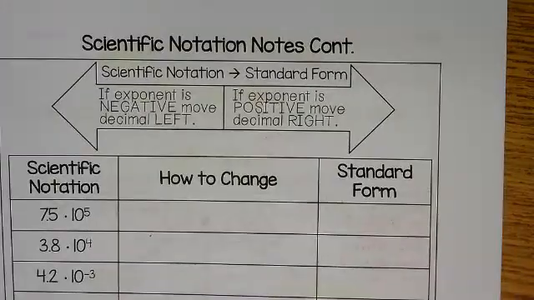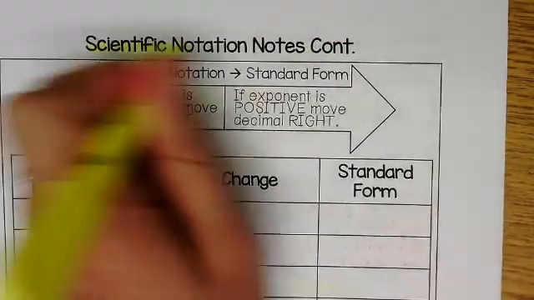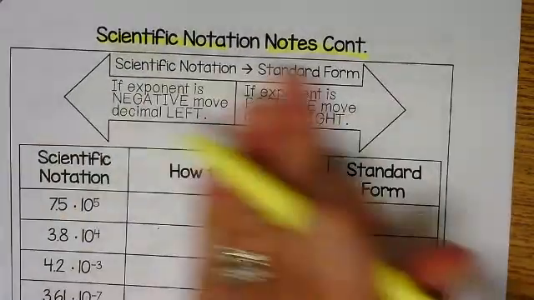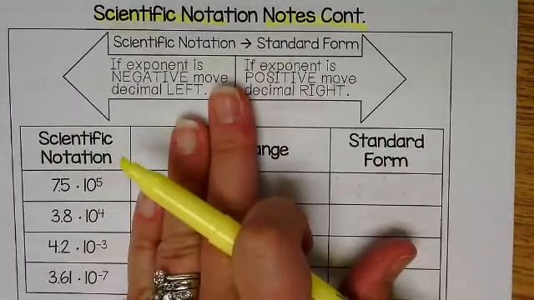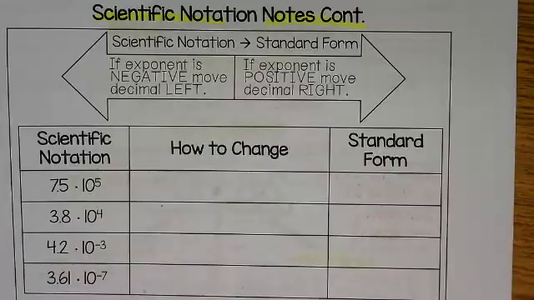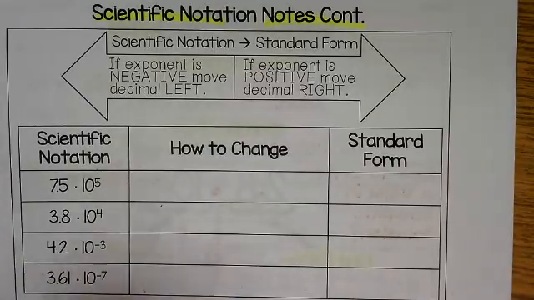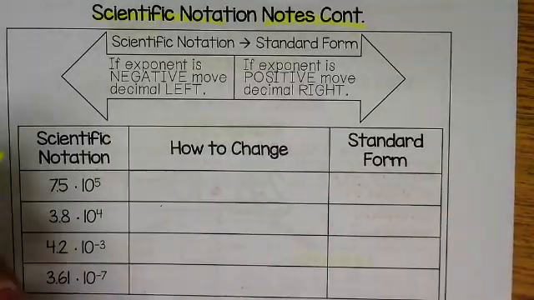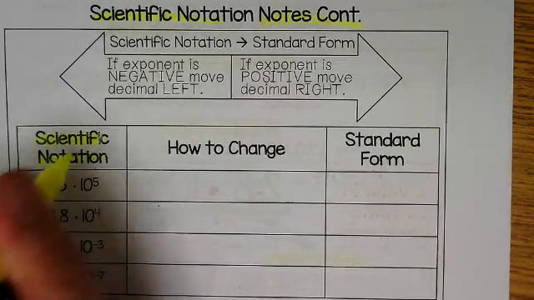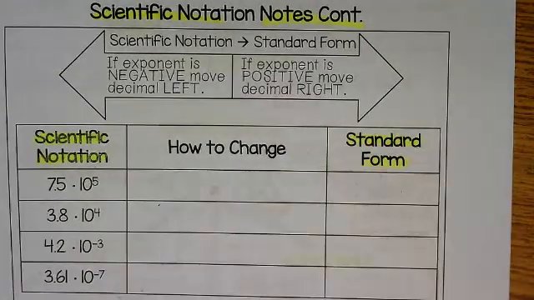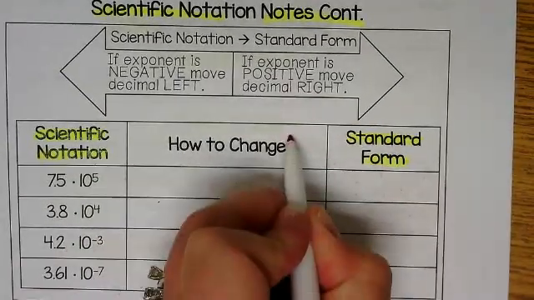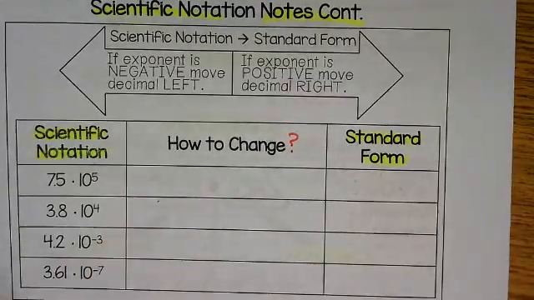All right, so again, we are continuing on with scientific. And these arrows will make more sense when I give you the examples. That's how I feel anyways. Some of you might actually get more out of it. All right, so this time we're going to convert from scientific notation to standard form. Again, how to change, okay, and we are converting.